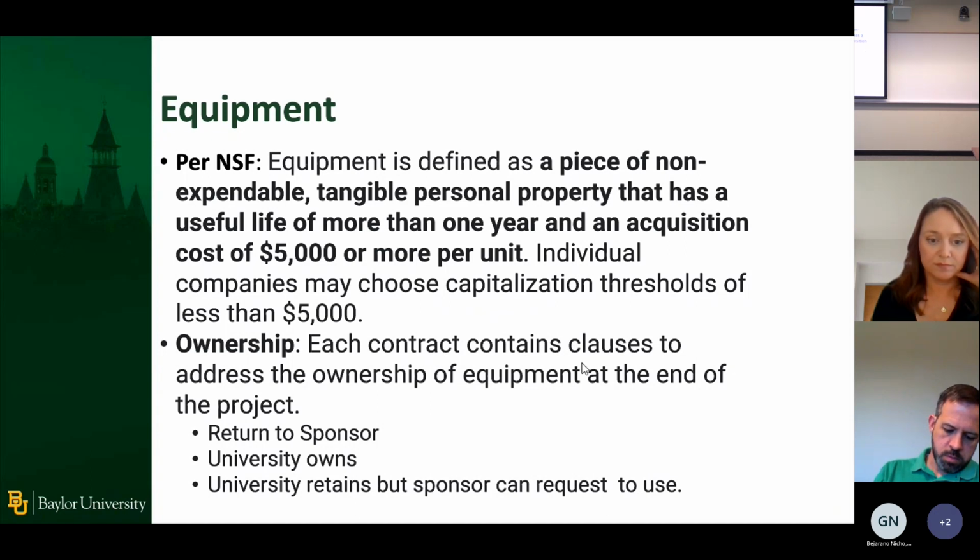And then the other thing to note is that each contract contains clauses to address the ownership of the equipment at the end of the project. I know DoD says that, hey, you can keep that, but we might ask to come use that. So be sure you're keeping that in mind. For some of them, the university owns it. For others, we have to pack it up and ship it back to the sponsor.